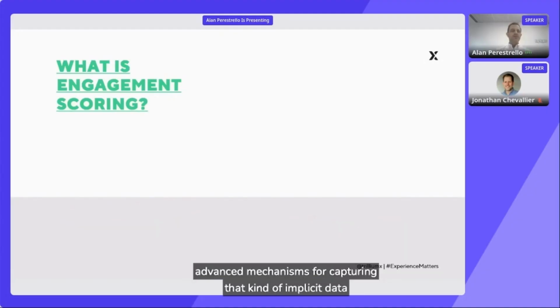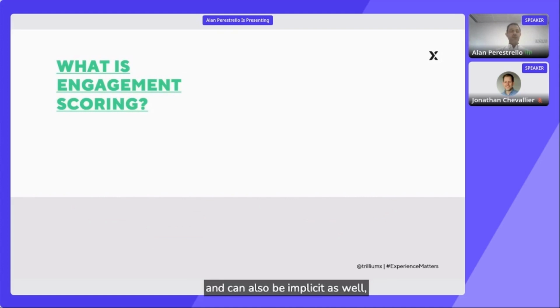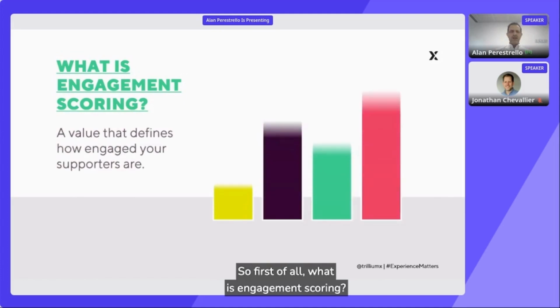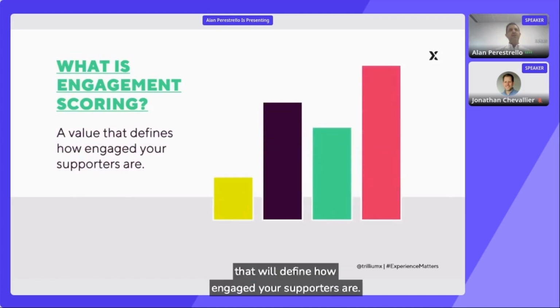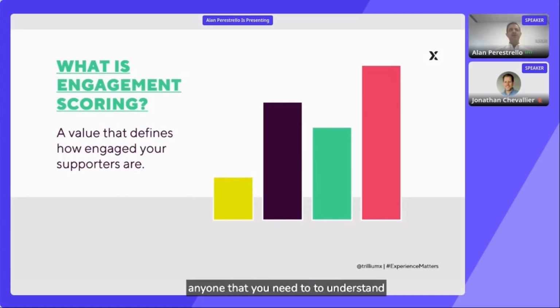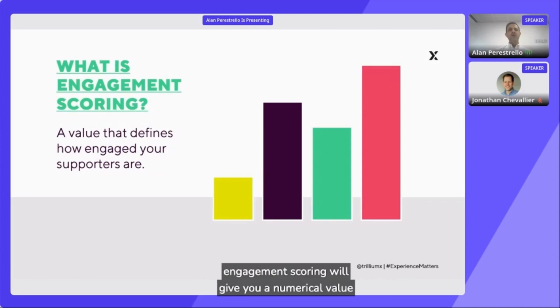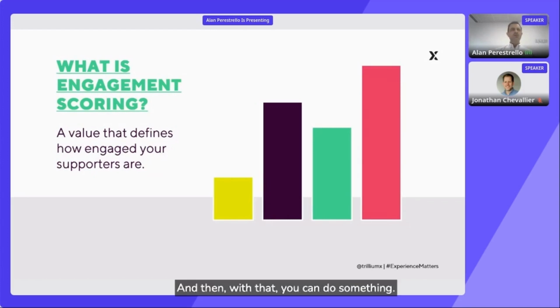One of the more advanced mechanisms for capturing that kind of implicit data, and it can also be explicit as well, is around engagement scoring. So first of all, what is engagement scoring? It's a value that will define how engaged your supporters are. So these could be donors, they could be fundraisers, volunteers, stakeholders, grant issuers, whoever they might be, anyone that you need to understand where your relationship is. Engagement scoring will give you a numerical value that demonstrates where that relationship is. And then with that, you can do something.